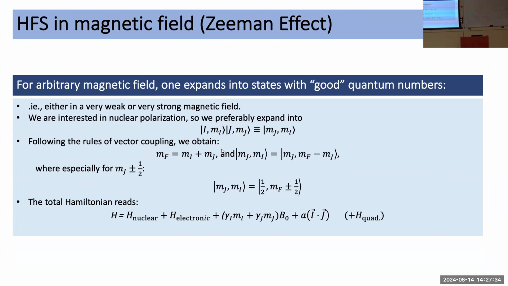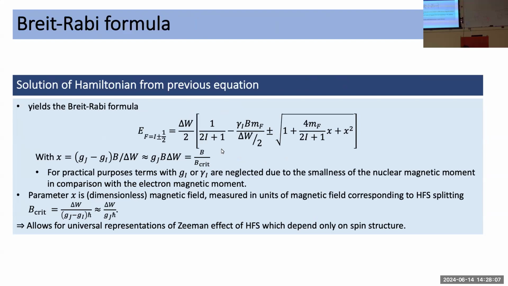So that means you would prefer to expand everything in MJ and MI, so the electron spin and the nuclear spin. And if you do that properly, you basically get this MJ, MI expressed like that. And then you can write down the complete Hamiltonian, with components of hadronic nuclear and some other factors, ignoring the quadrupole moment interaction. And when you do that and solve it, you get out what's called the Breit-Rabi formula.